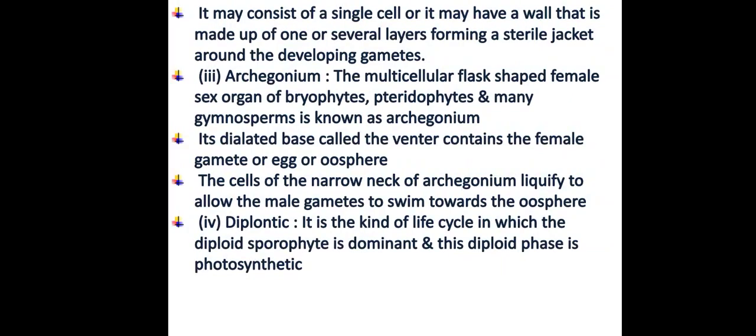Diplontic. It is the kind of life cycle in which the diploid sporophyte is dominant and this diploid phase is photosynthetic. The gametophytic phase is represented either by gametes only that are formed through meiosis or by a highly reduced few-celled gametophyte. Example: all seed-bearing plants like gymnosperms and angiosperms.